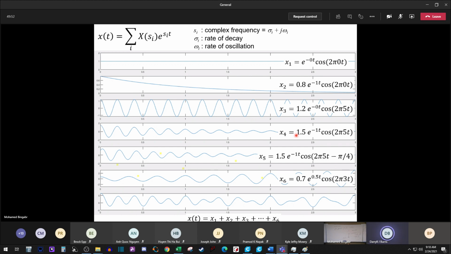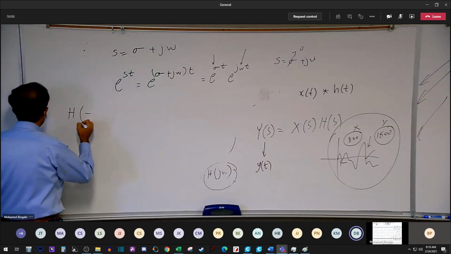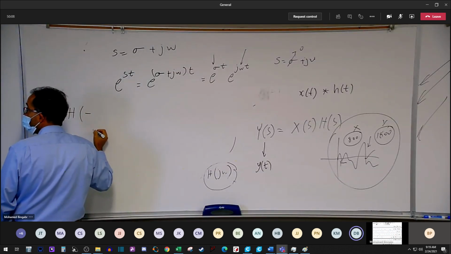What I was saying is, if I have these signals, and I want to know, does this frequency exist or not in the signal?